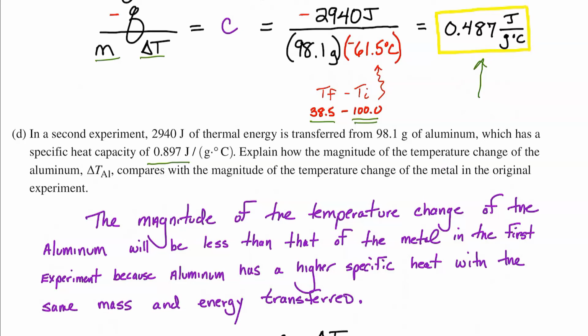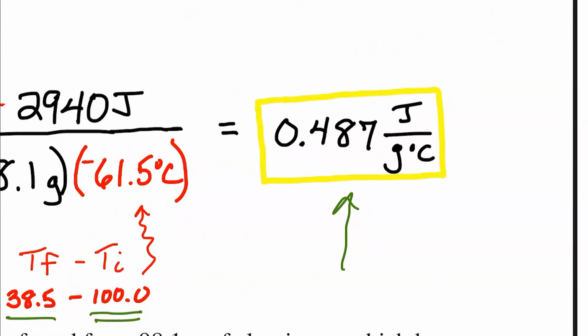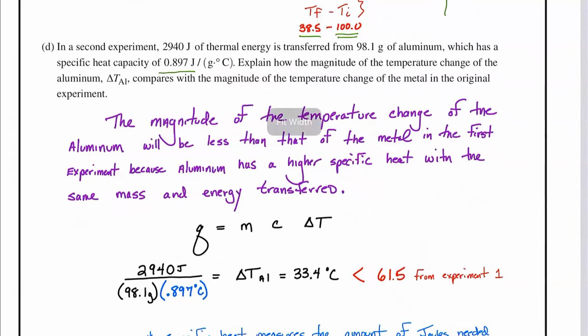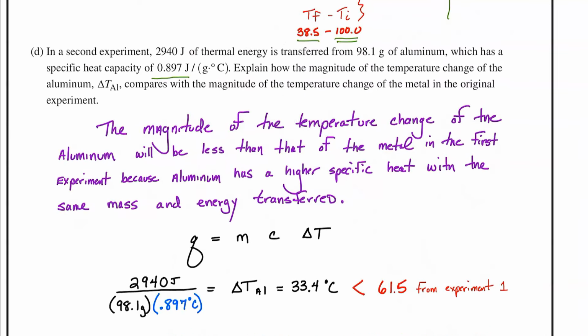With a higher specific heat, you require more energy to change the temperature. Now remember, look at the unit, joule per gram per degree Celsius. So this is the energy it takes per gram per degree Celsius. So if you have a higher specific heat, it takes more energy to change 1 gram of water 1 degree Celsius. So you could say a bunch of different things here, but I just said the magnitude of the temperature change of the aluminum will be less than that of the metal in the first experiment because aluminum has a higher specific heat with the same mass and energy transferred.